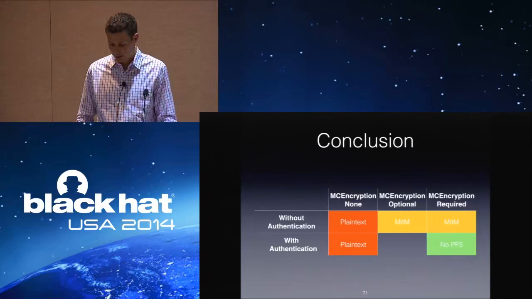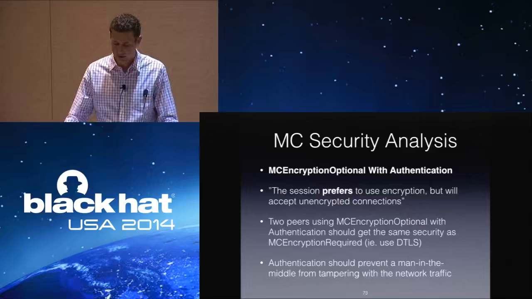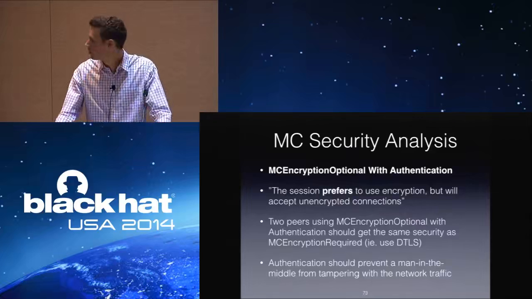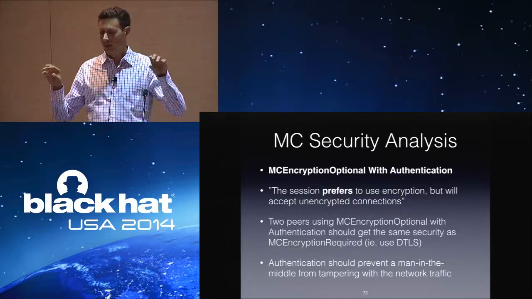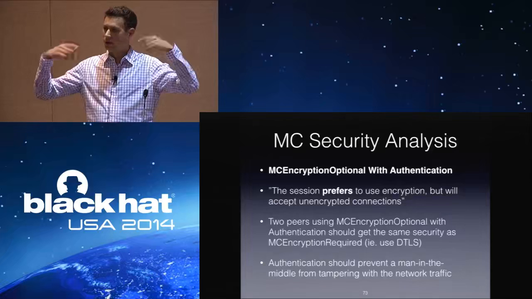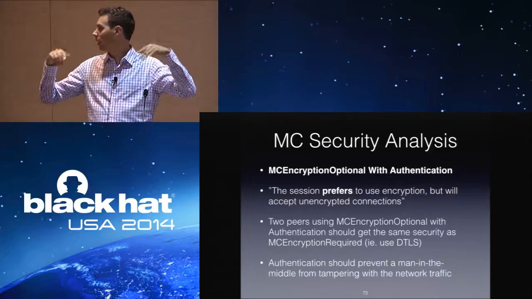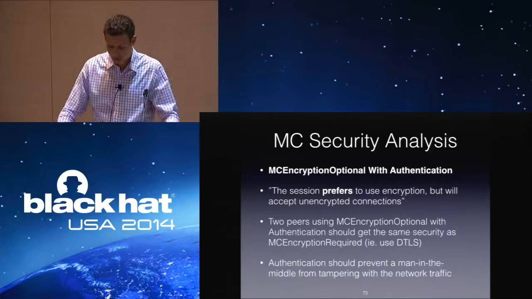But the more interesting case is when you have authentication and encryption optional. So as I said, the documentation says prefers to use encryption. So the assumption there is that if you have authentication and the two peers have encryption optional, they're going to actually switch to encryption required. And that's what this sentence implies, because they prefer to use encryption.